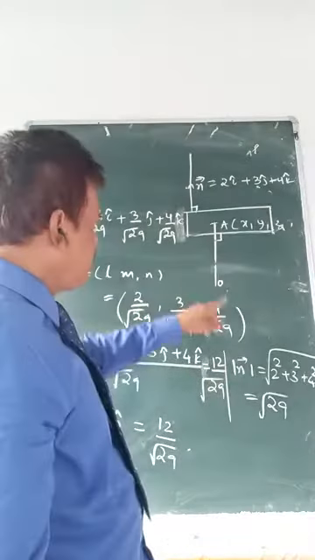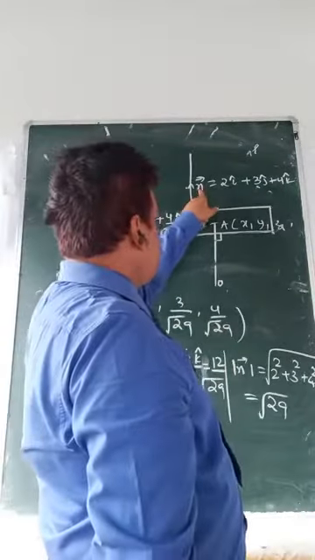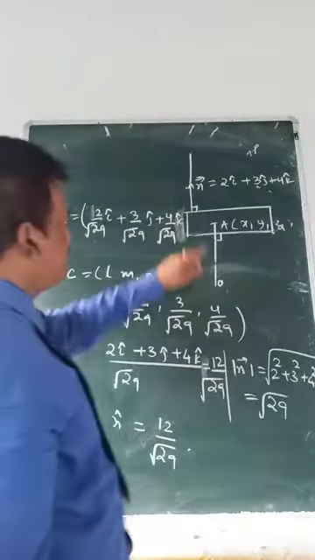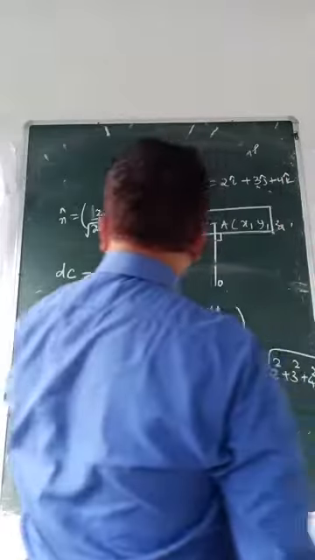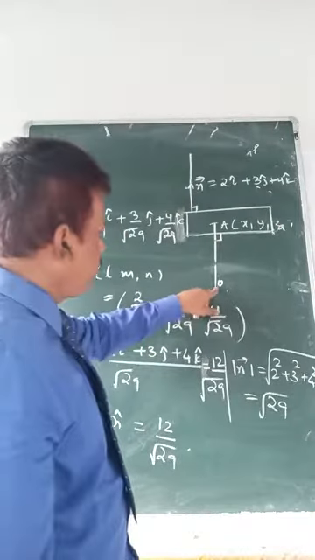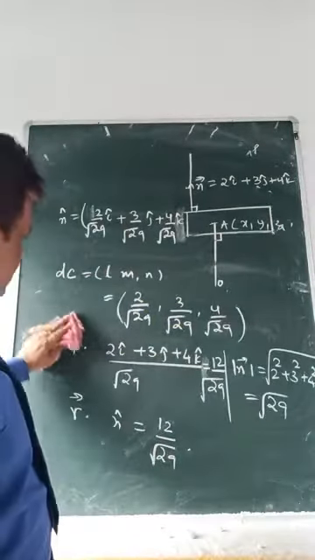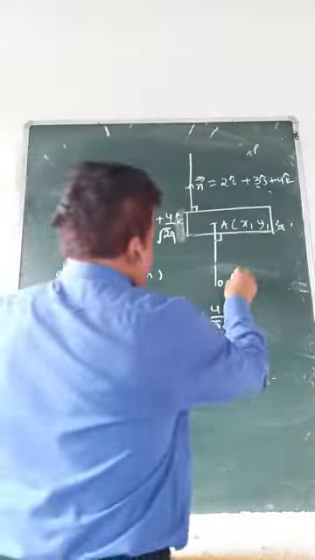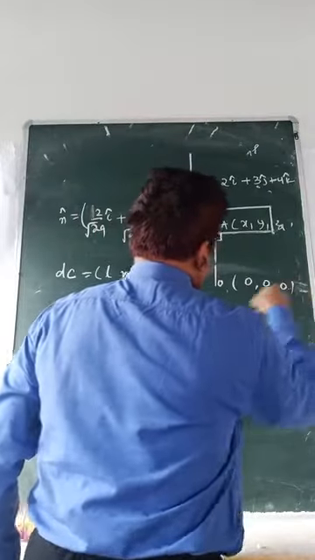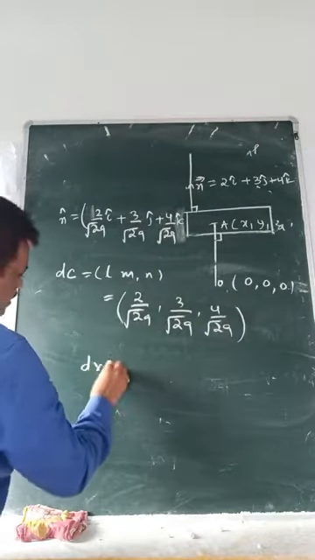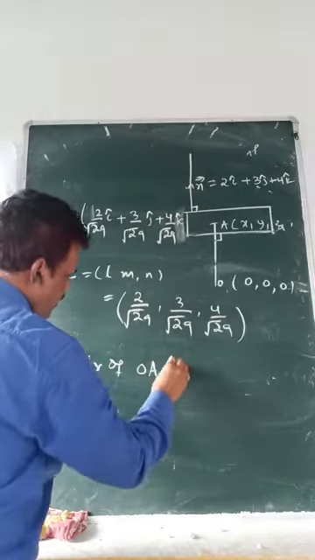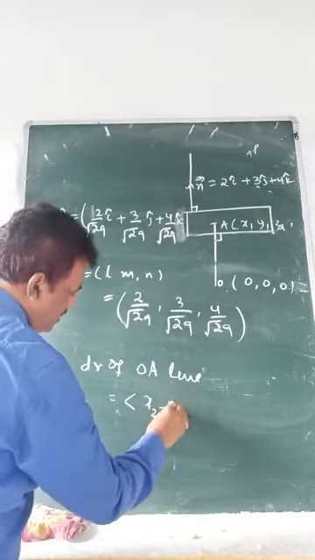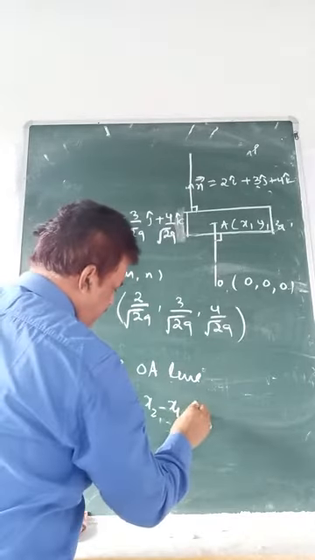Now we found the direction cosine of this normal. Okay, which one? This line's direction cosine you found out. Now come back to the OA line. What is the DR of the OA line? O means 0 0 0. DR of OA line, formula: terminal minus initial. I think this formula I have given you.